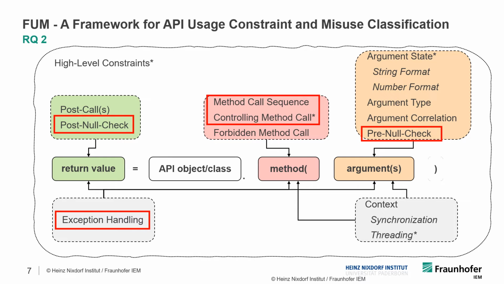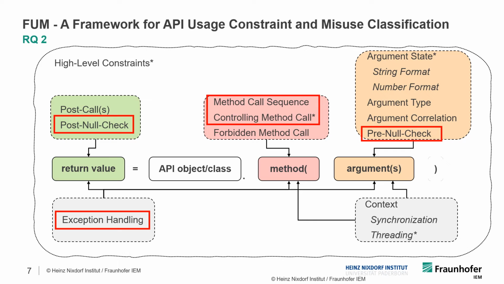Next, we also have the pre-null check, which is more or less the same as the post-null check, only this time for arguments of a method call, where the method called requires the value to be passed not to be null.